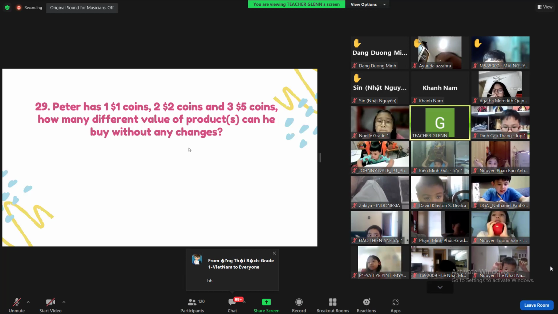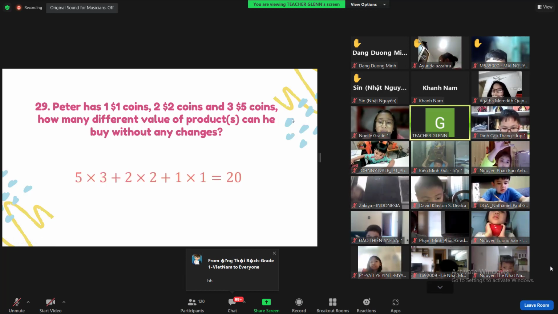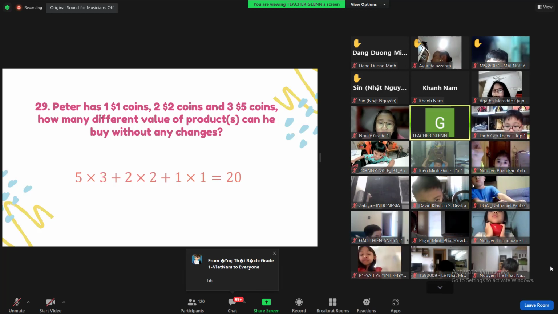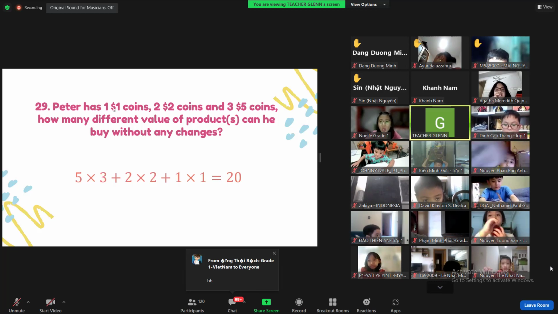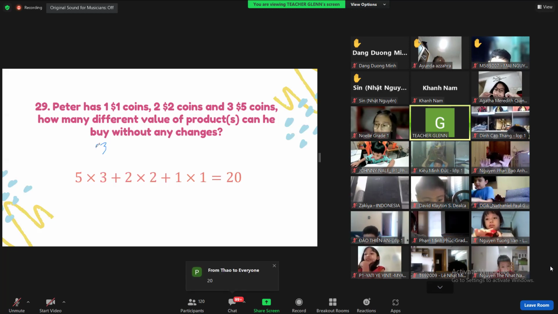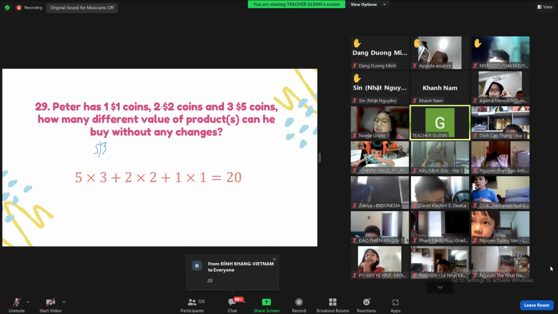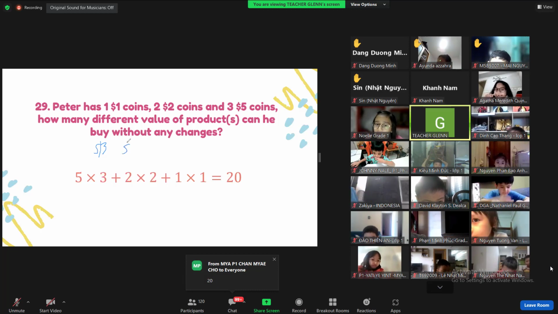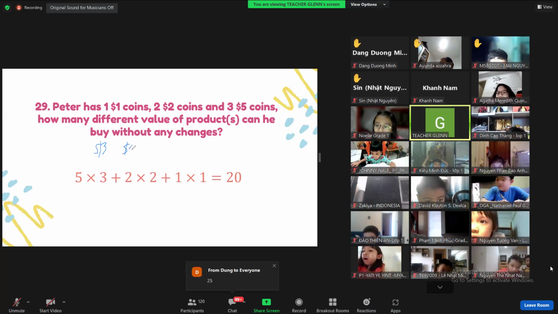The first thing that we're going to do: Peter has one $1 coin, so that means he has $1. Two $2 coins, so that means he has $2 times 2, so that is $4. Next is three $5 coins, so that is $15.